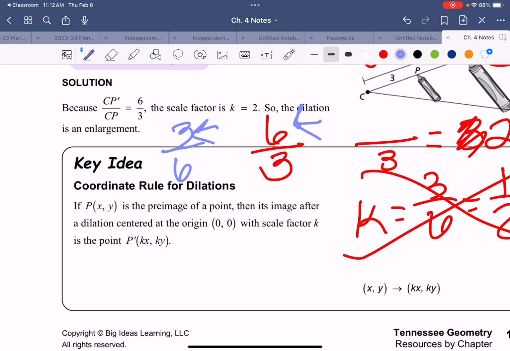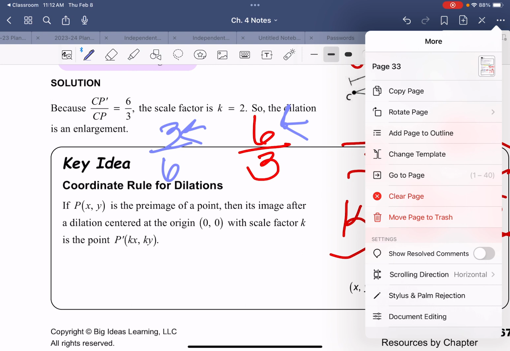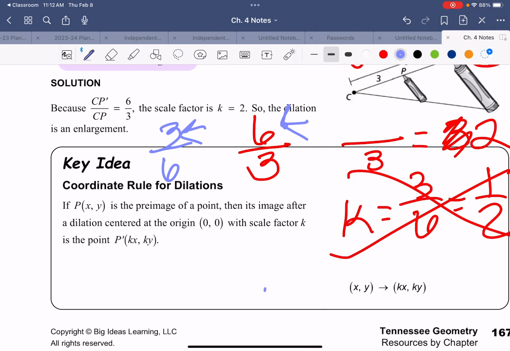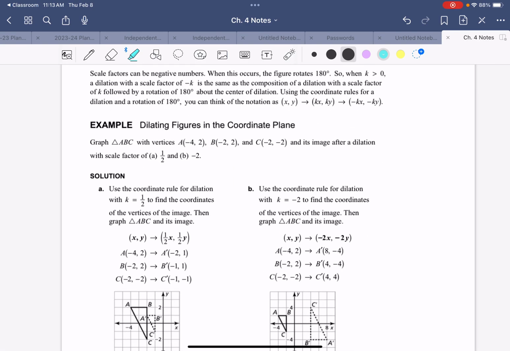Okay? So now, coordinate rule for dilations. The coordinate rule for dilations basically says, and the important words here are centered at the origin, if we are shrinking or enlarging centered at the origin, and we are told our scale factor, which is K, all you have to do is multiply each X and Y coordinate by that scale factor. It's kind of cool. Now, right now, I might have lost you, so let's do an example.